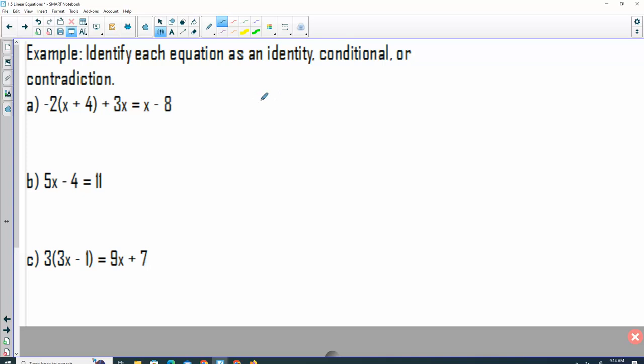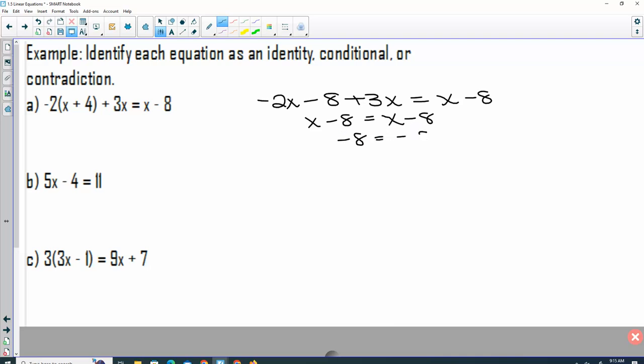So if we solve the first one, distribute the negative 2. Combine like terms. You might catch it here, otherwise if you subtract over, you're left with negative 8 equals negative 8. So what does that mean? So your solution is all real numbers, and which type of equation is it? Identity.